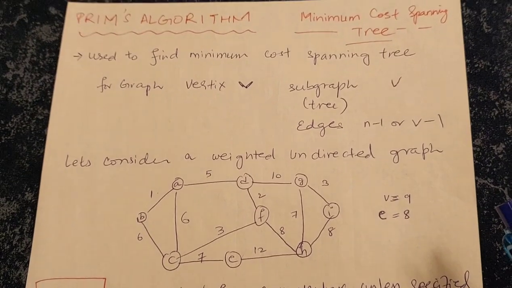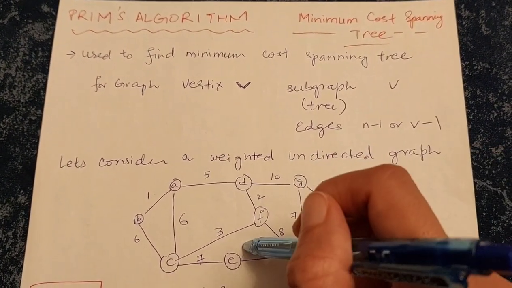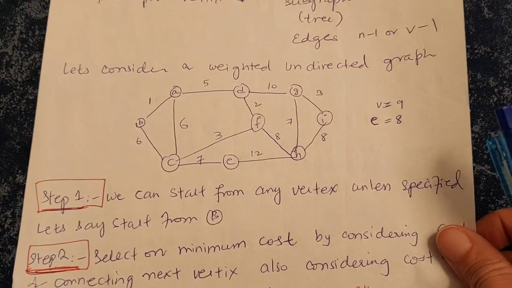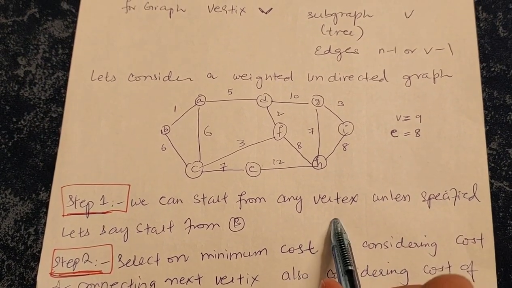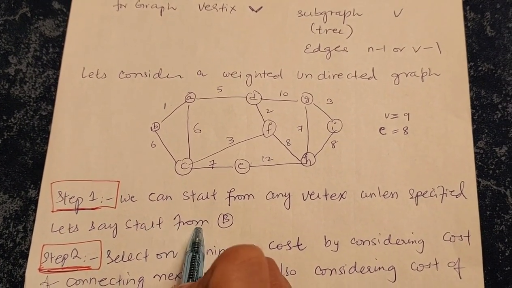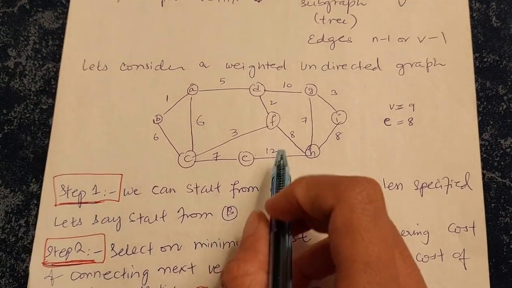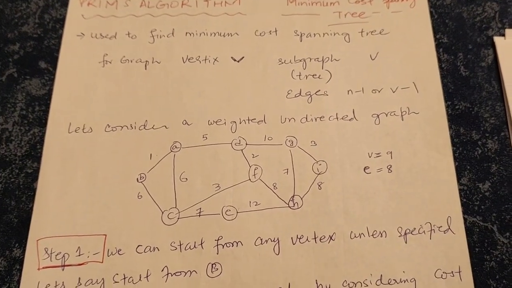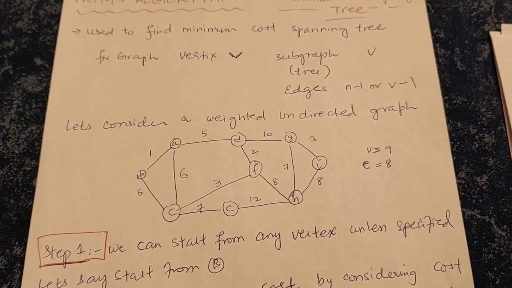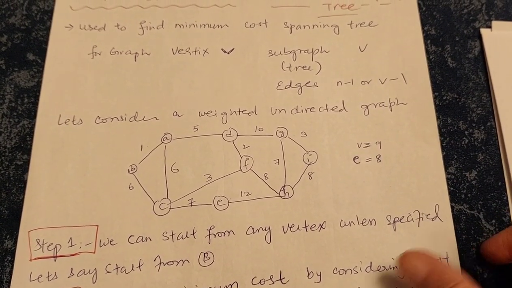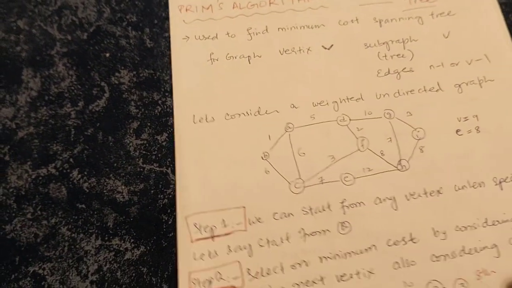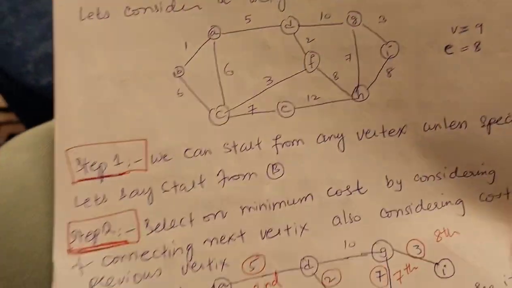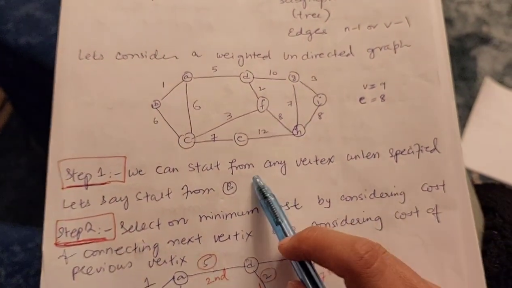Okay, so now the question is asked that you have to apply Prim's algorithm and find the minimum cost spanning tree. So step number 1, we can start from any vertex unless specified. Let's say we are going to start from B. In Prim's algorithm, you can start from any vertex, right? You are not bound to start from a specific vertex. Yes, if you are asked in the question to start from this or that, then you are bound. Otherwise, generally you are not bound to start from some specific vertex. In this question we are going to start from B.